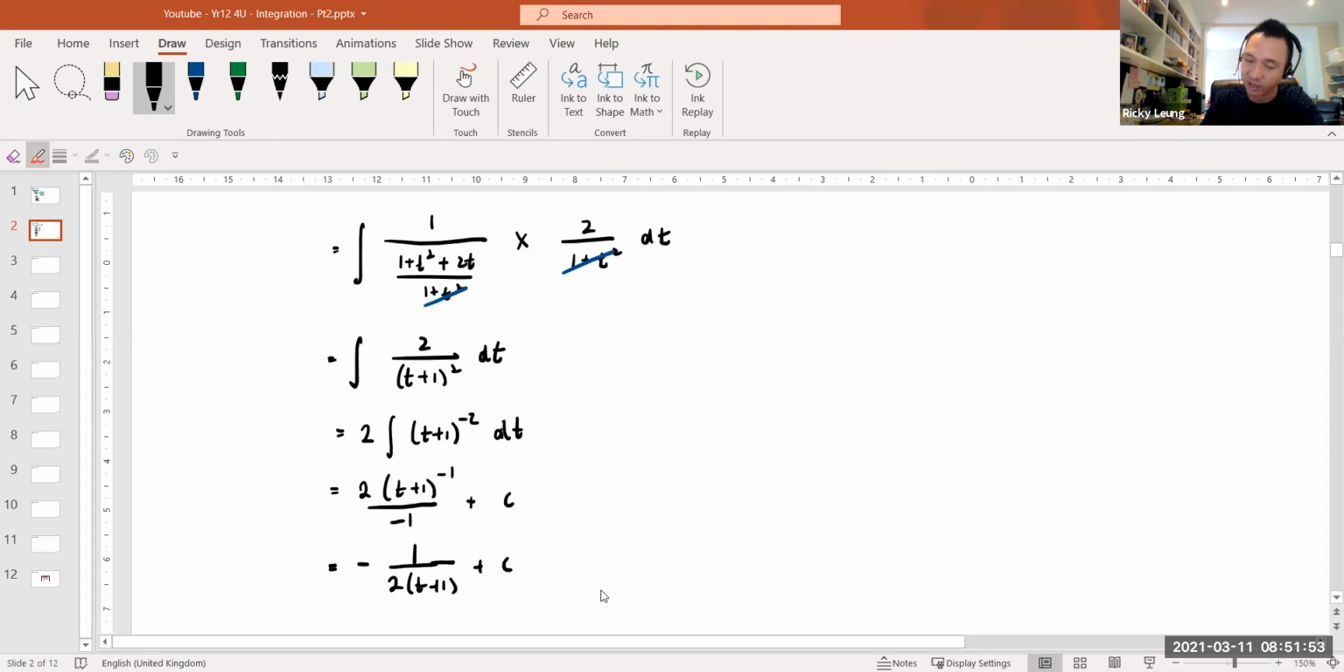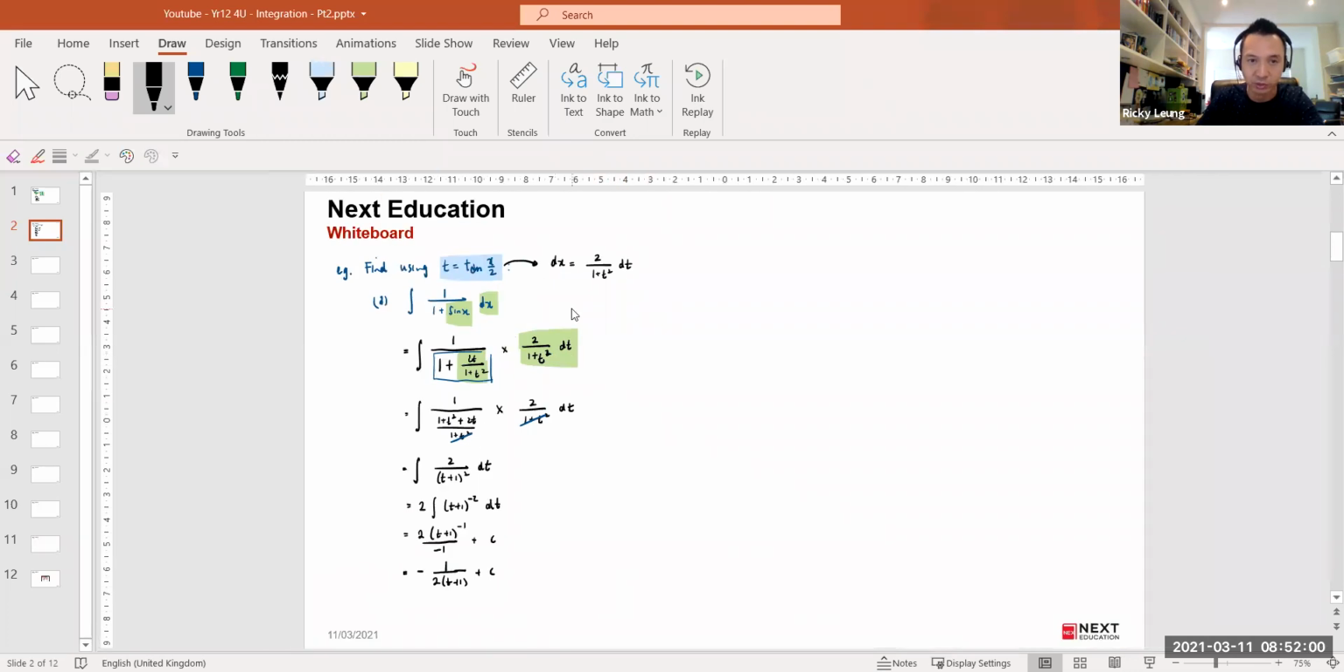Now, you've got to be really careful here, right? Because if you wrote that as your final answer, you might lose half a mark because it's still in terms of t. The question was in terms of x. So all I've got to do now is plug this back into the value of t. So let's do that.